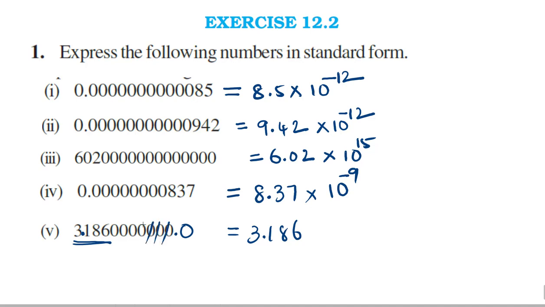1, 2, 3, 4, 5, 6, 7, 8, 9, 10 places. So we can write times 10 to the power of 10. If we move to the left, then we need to write a positive exponent. If we move to the right, then we need to write a negative exponent. Right. Let us go to the next problem.